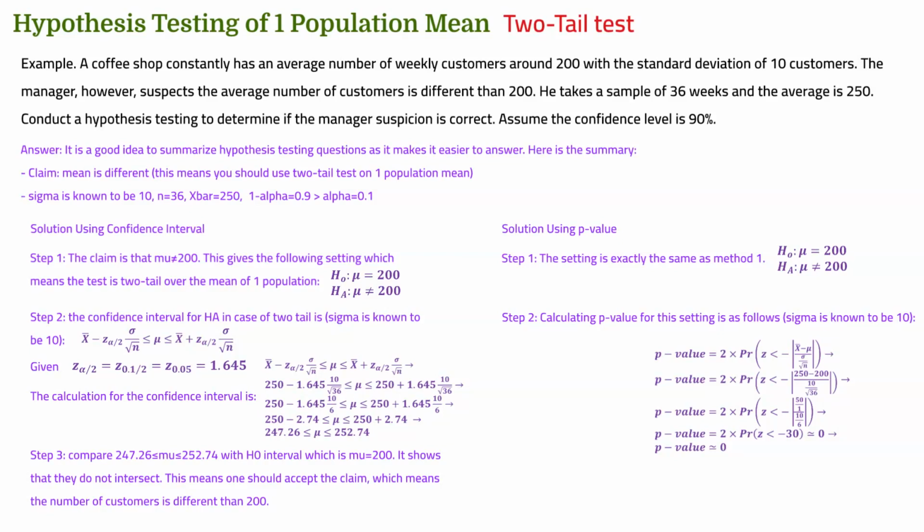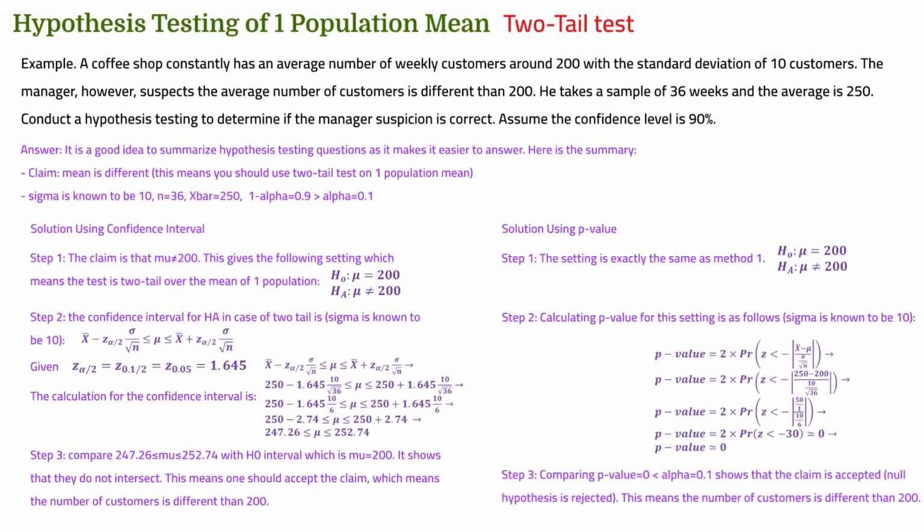I know x bar, mu, sigma, and n. I substitute everything over there. I summarize everything. It will be 2 times probability of z less than minus 30, which is close to 0, which means p-value is close to 0. Comparing p-value equal to 0 with alpha 0.1 shows that the claim is accepted, or the null hypothesis is rejected. This means the number of customers is different than 200.